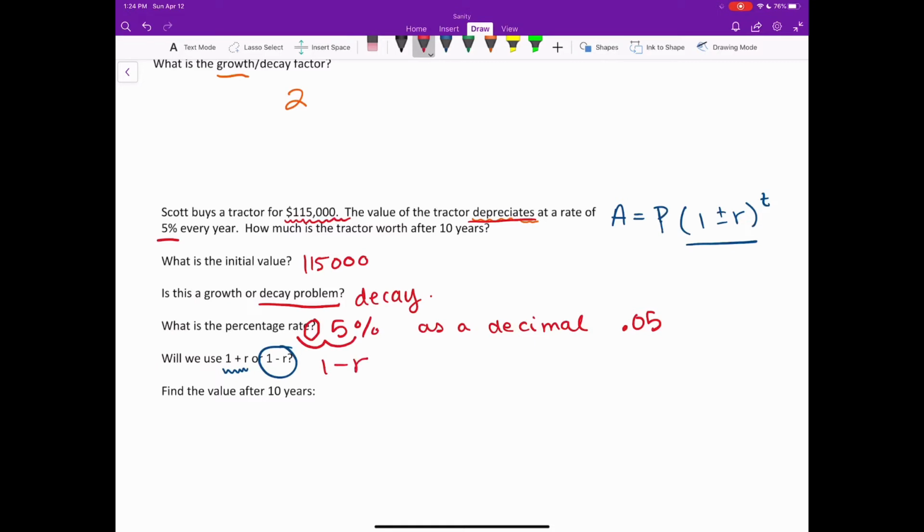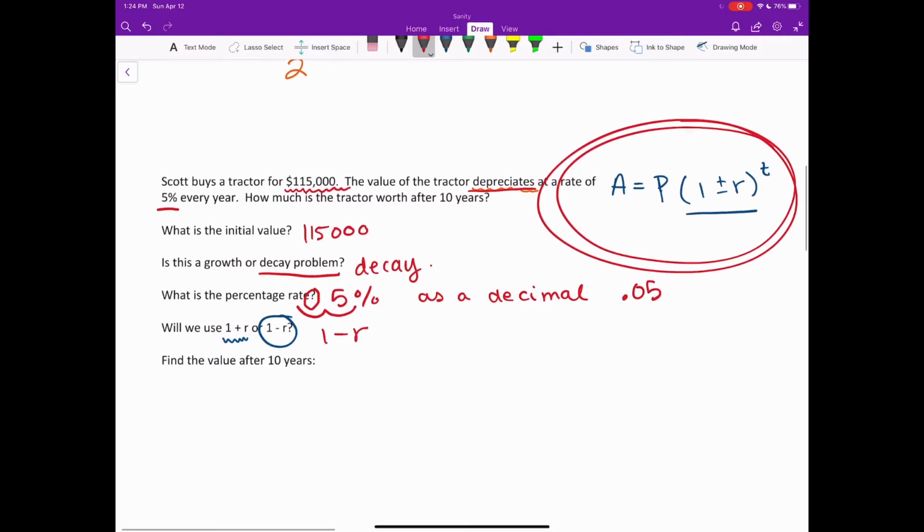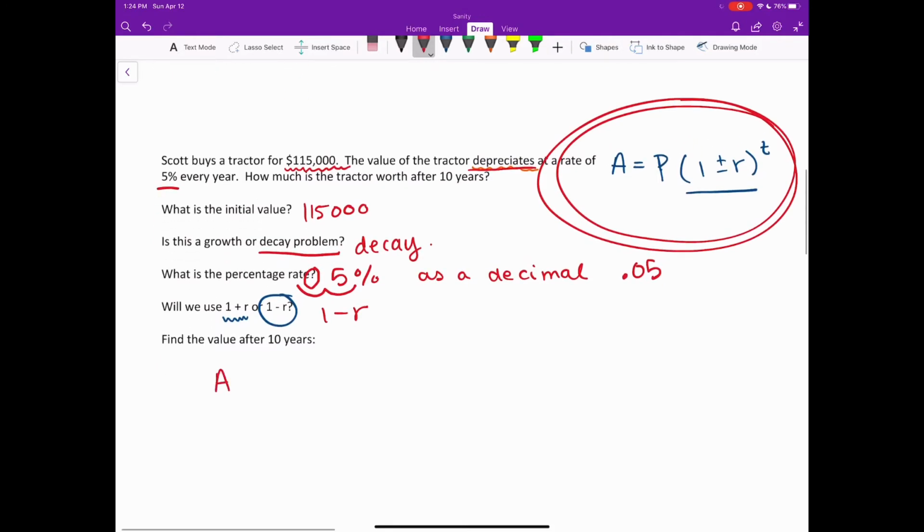Let me go back to red. And then it just says find the value after 10 years. So this is just plug all of your information into this formula right here. All right? So we're trying to find the value after 10 years.